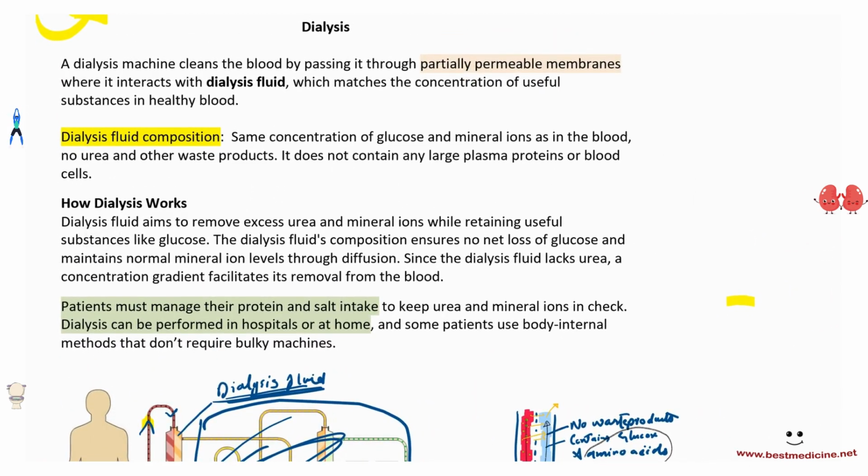Okay, so a dialysis machine cleans the blood by passing it through a partially permeable membrane, where it interacts directly with the dialysis fluid across a partially permeable membrane. Now, here's the thing. The dialysis fluid matches the concentration of useful substances in healthy blood, but it does not match the concentration of waste products. So what is the composition of the dialysis fluid? That's, again, high yield, very important. It has the same concentration of glucose and mineral ions as in the blood, but there's no urea or other waste products. It does not contain any large plasma proteins or blood cells. Okay?